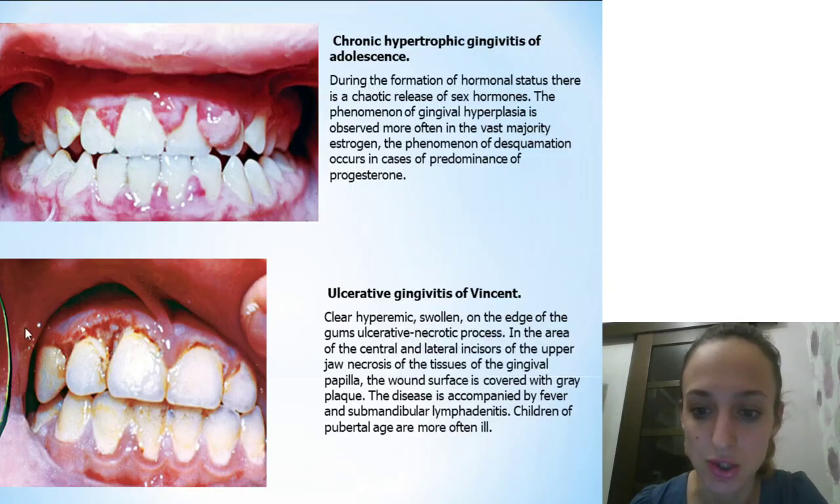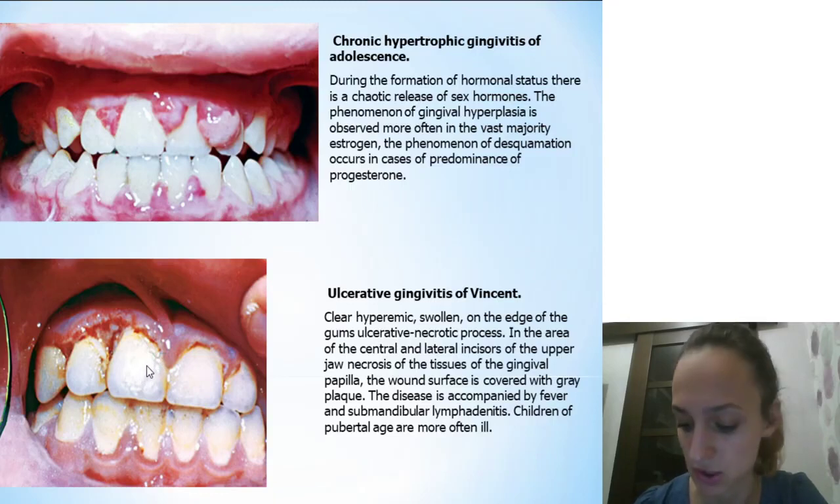And ulcerative gingivitis of Vincent. Please look. You can see very hyperemic and swollen gingiva, and gray plaque on the gums, and very pigmented soft plaque, because in this situation brushing with a toothbrush is very painful for the patient.